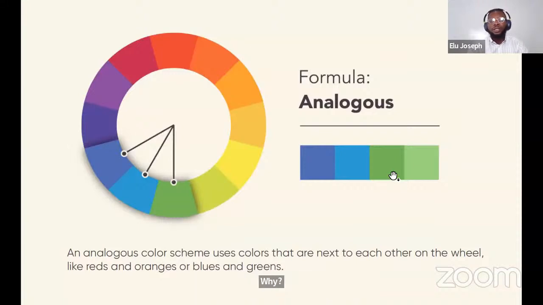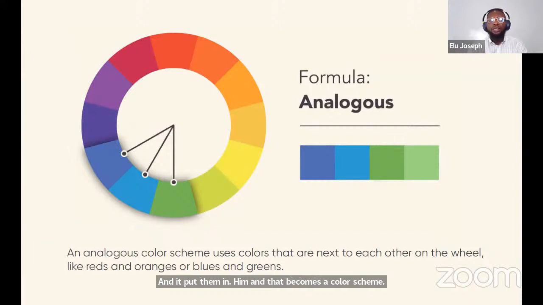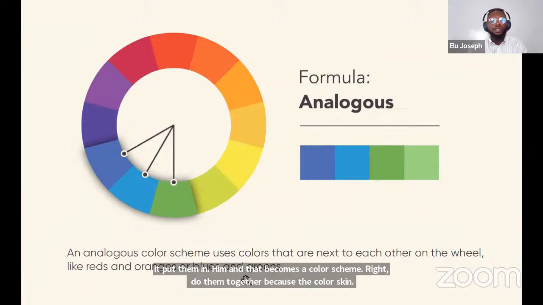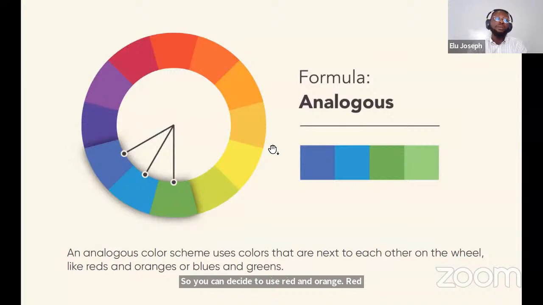All it does is just to use colors that are close to each other. And they put them in a scheme. And that becomes a color scheme, right? Put them together and it becomes a color scheme. So you can decide to use red and orange, and yellow. That becomes a color scheme. Or green, blue, and a deep blue. That's a color scheme like what we have here.